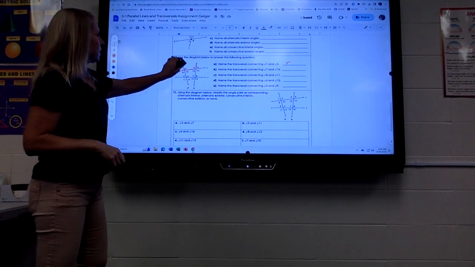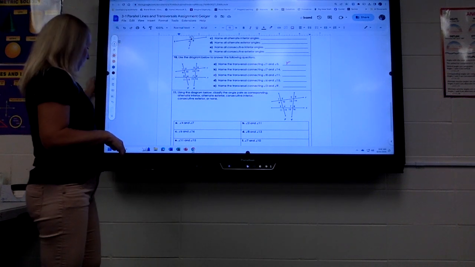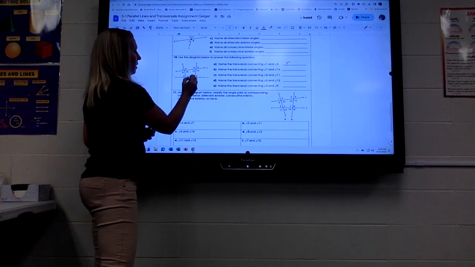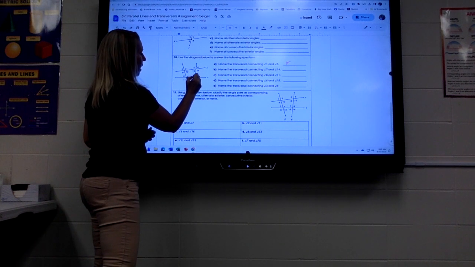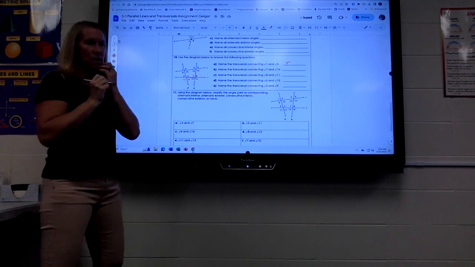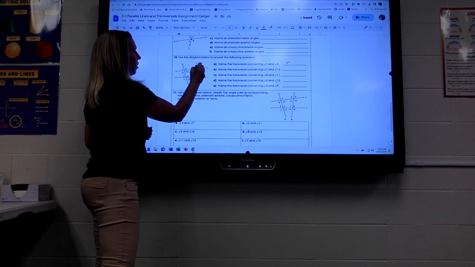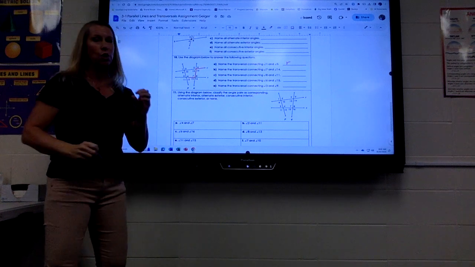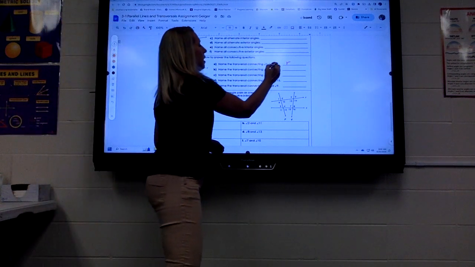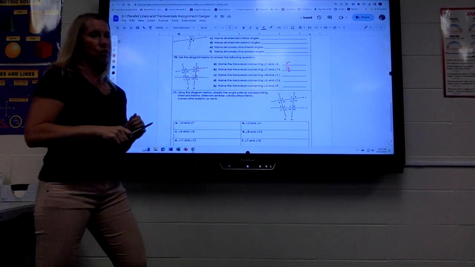So let's look at 7 and 14. So if I look at angle 7, 7 is angle or line S and line Q. 14 is line R and line Q. So Q is the one I did twice. That is the transversal.